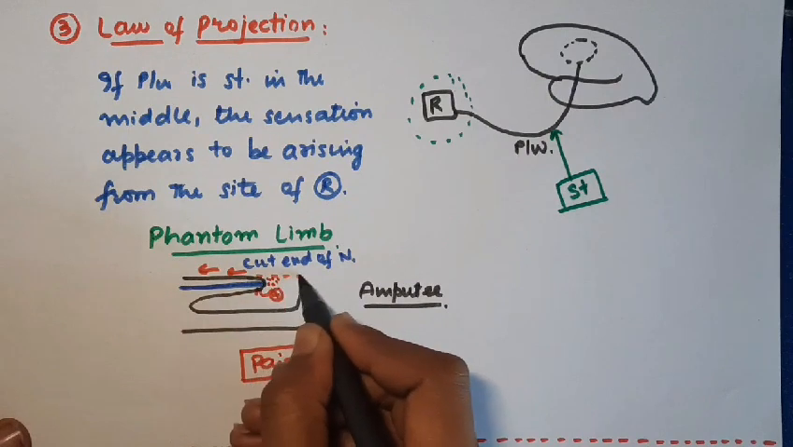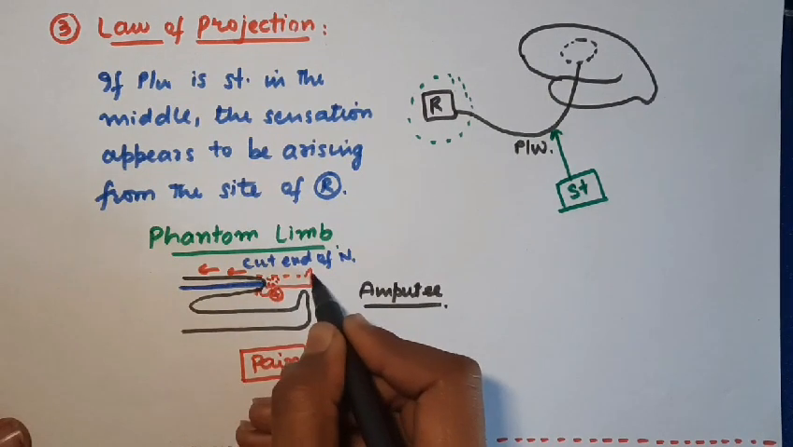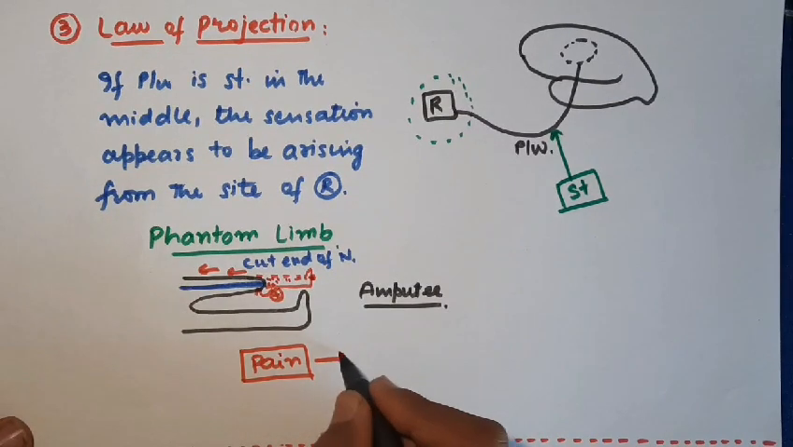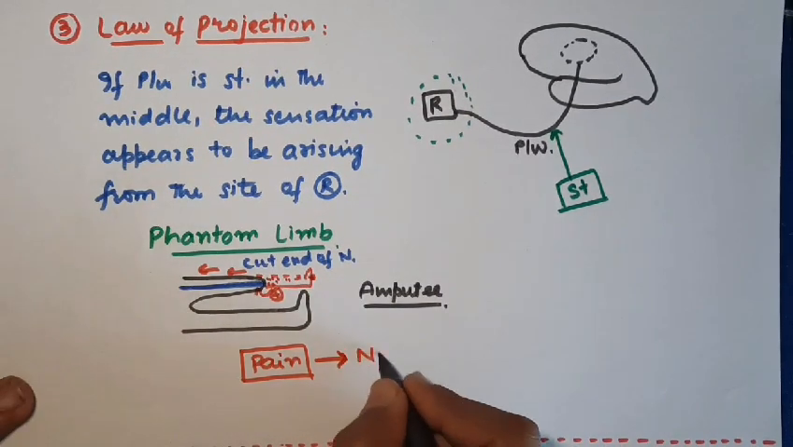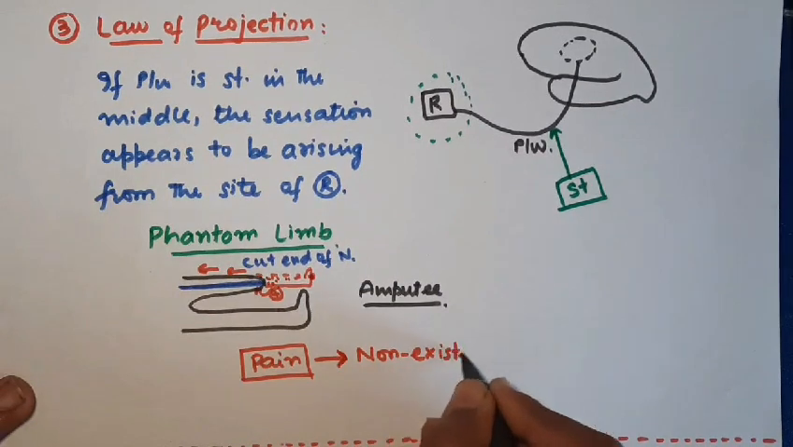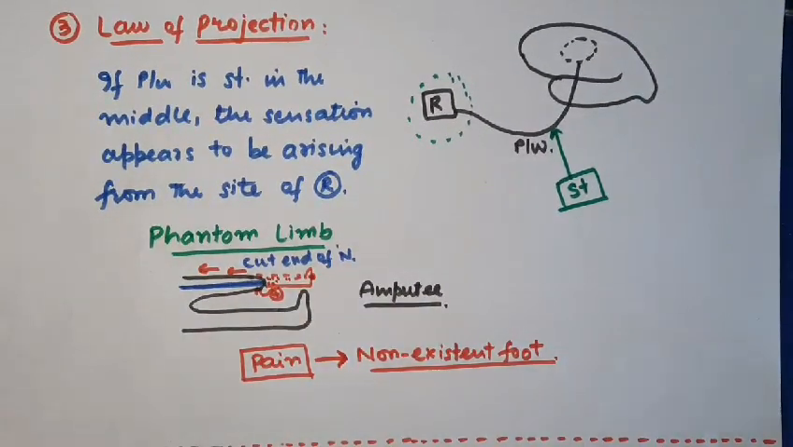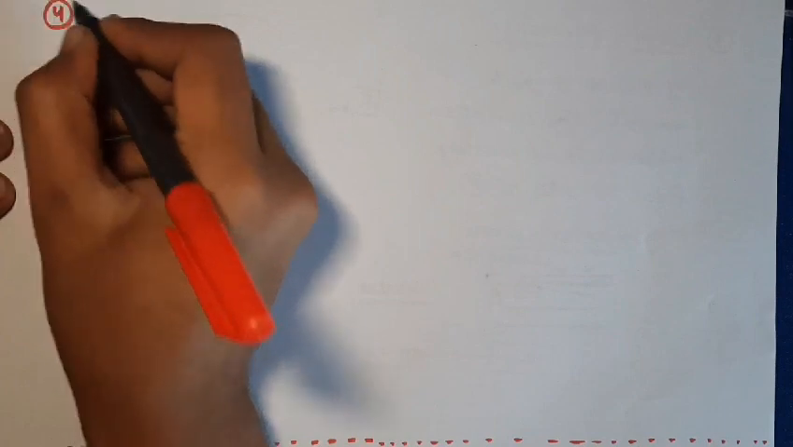But this pain appears to arise from the original site of the receptor. That means it appears to be arising from the foot, but this foot is non-existent because it has been amputated. So pain appears to be arising from a non-existent foot. In the case of a fresh amputee, this is called phantom limb, and it can be very clearly explained on the basis of the law of projection.